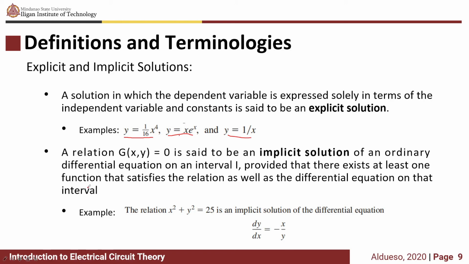On the other hand, a relation g of x and y is equal to 0 is said to be an implicit solution of an ordinary differential equation on an interval I, provided that there exists at least one function that satisfies the relation as well as the differential equation on that interval. So for example, the relation x squared plus y squared equal to 25 is an implicit solution of the differential equation dy dx is equal to negative x over y in an open interval of negative 5 and 5.